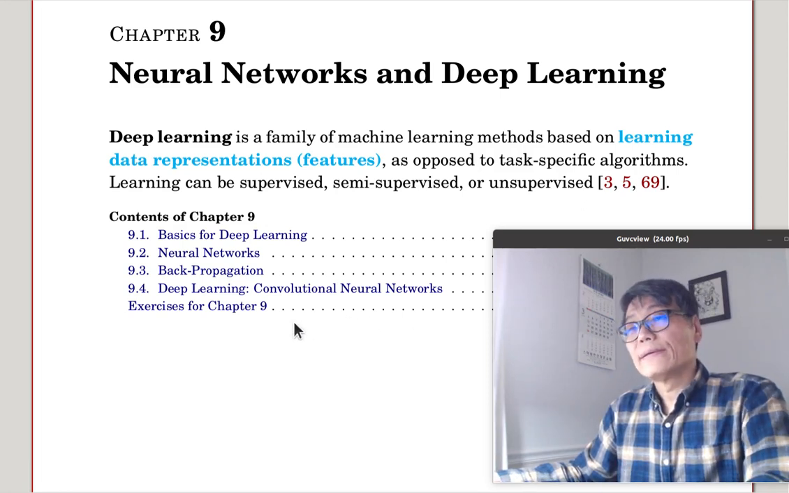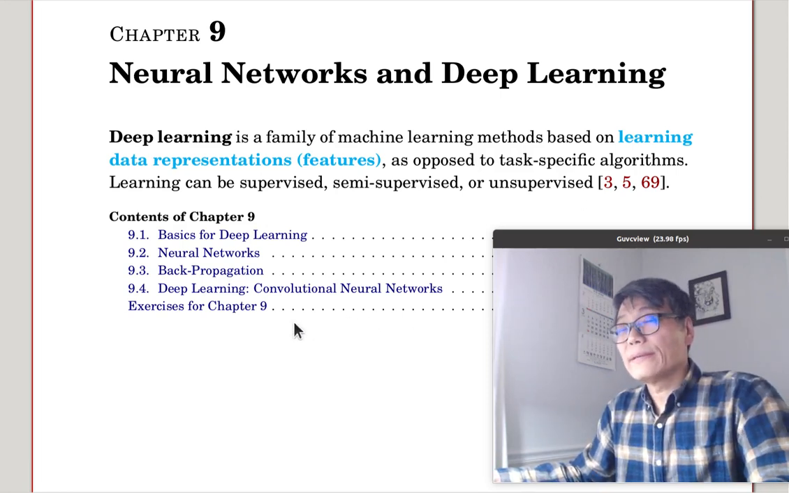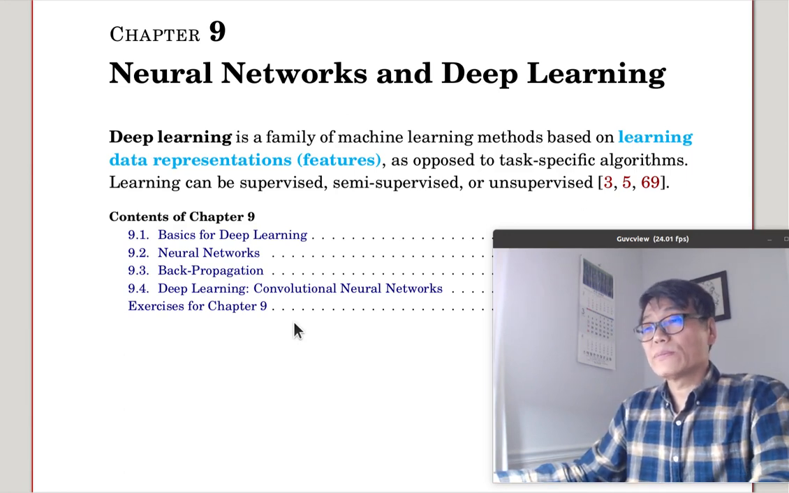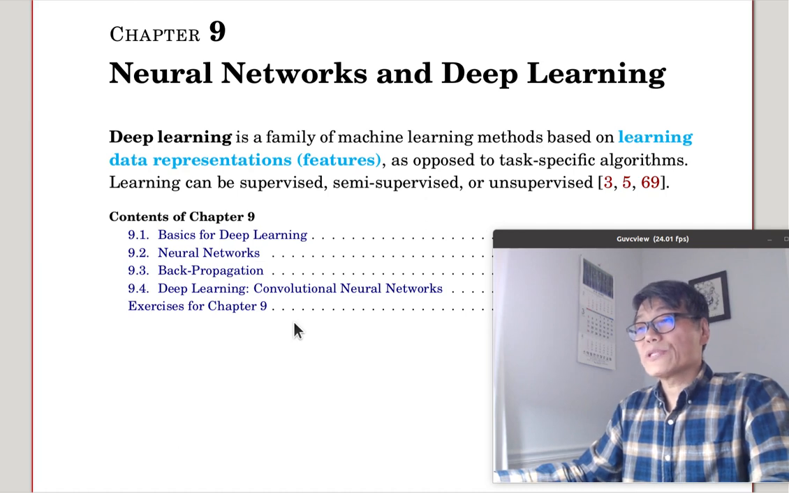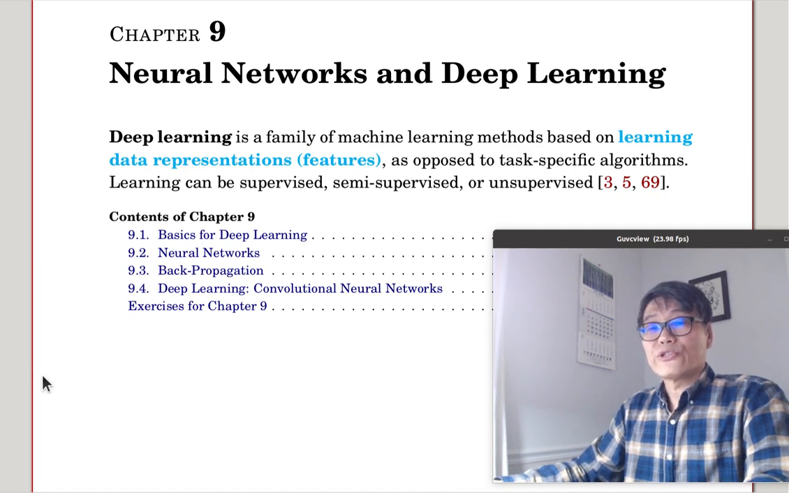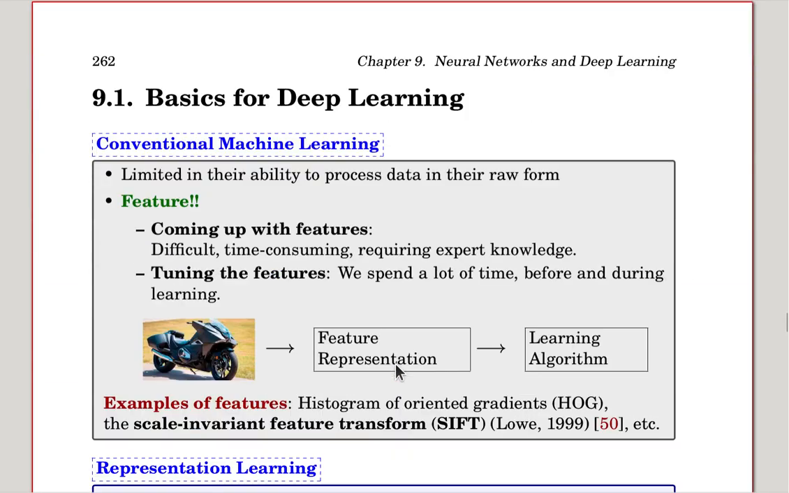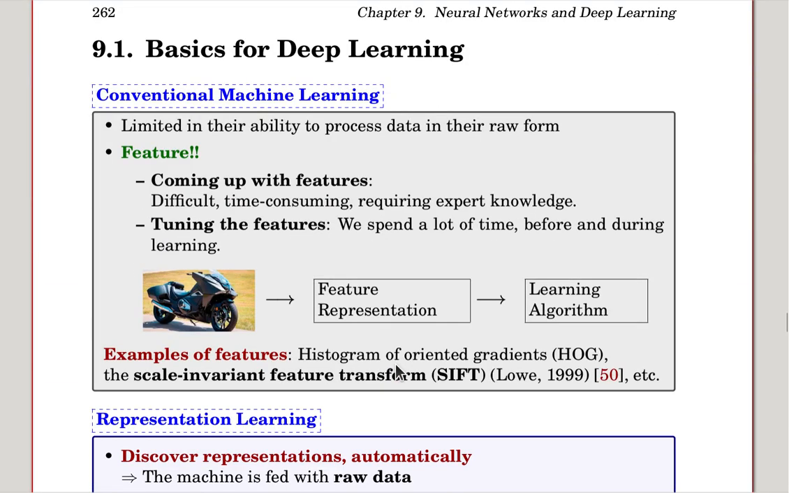Chapter 9, Neural Networks and Deep Learning. Deep learning is a family of machine learning methods based on learning data representations. So it is based on feature learning. Let's go to section 9.1, Basics for Deep Learning.